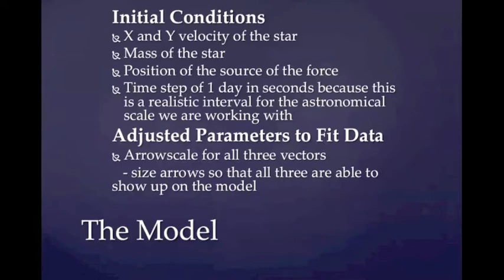Certain parameters had to be adjusted to fit the data, and this included the arrow scale for all three of the vectors included in the model, and this was so that all the arrows would be visible, not so that one would be too large and one would be too small.